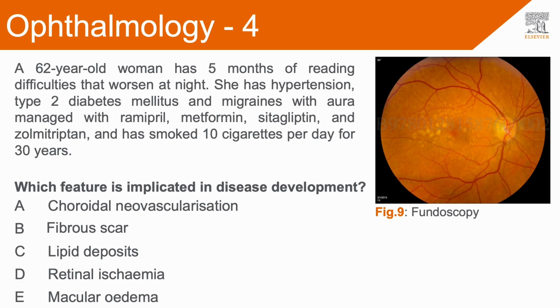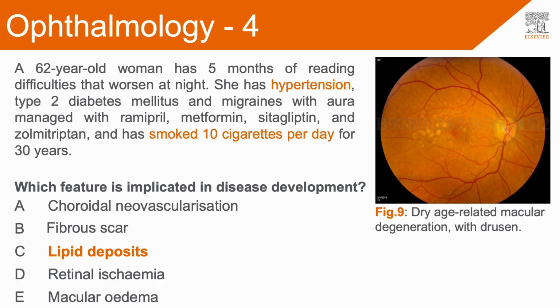Which feature is implicated in disease development? A. Choroidal neovascularization. B. Fibrous scar. C. Lipid deposits. D. Retinal ischemia. Or E. Macular edema. The correct answer for question 4 is C.